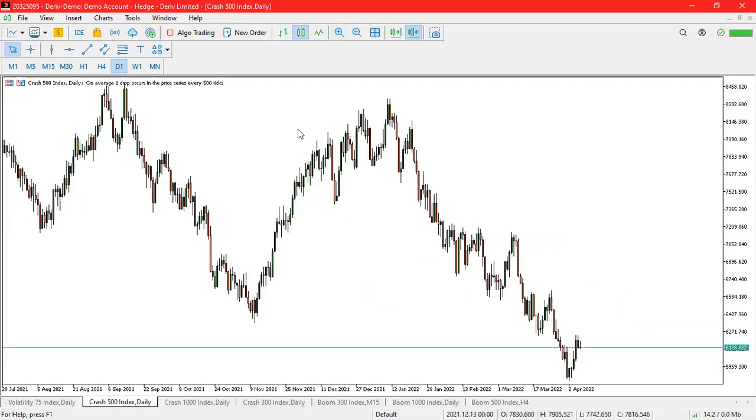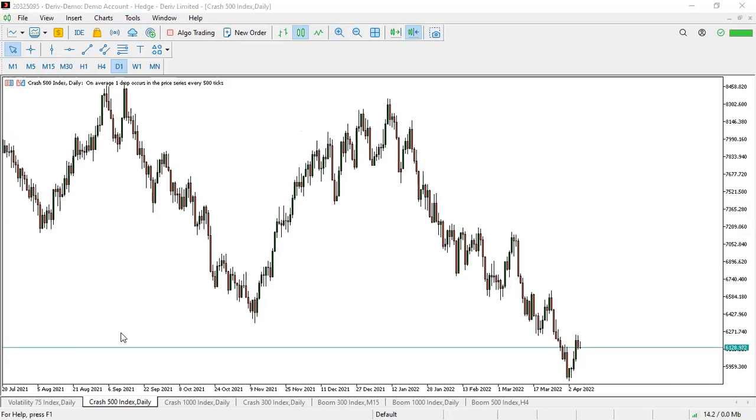So okay, guys, the first thing that we have to do when you want to trade spikes is check the daily time frame, or the daily chart. This is our daily chart, this is Crash 500. The thing you have to check on your daily chart, guys, I will repeat this, please make sure that you understand.